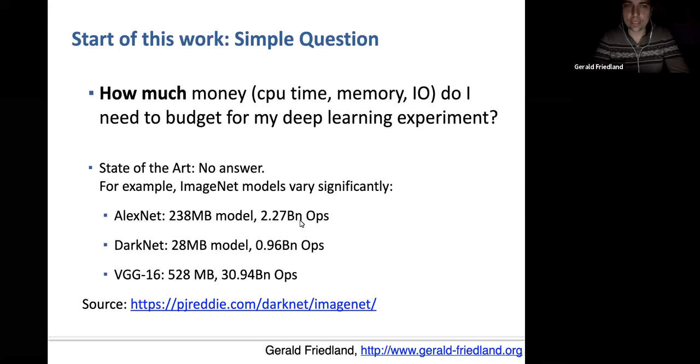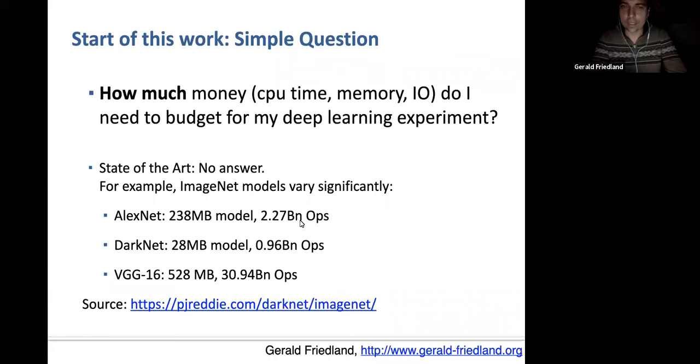Now you go into ImageNet and ask yourself, okay, the best models, what do they do? And you see, for example, that AlexNet is huge: 238 megabytes, 2.27 billion ops to train it. Then you have this next model, it's just a couple percent worse, but it's an order of magnitude smaller, and an order of magnitude less to train. And then there's another model, VGG16, which again is in the ballpark of accuracy, but it's yet twice the size of AlexNet and 10 times the amount of time to train.